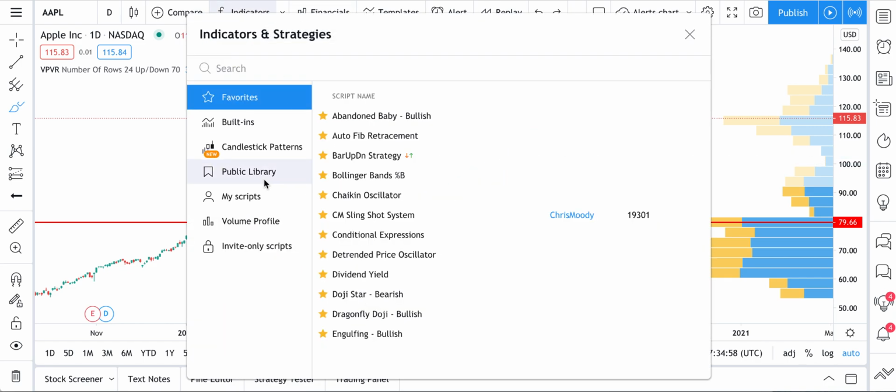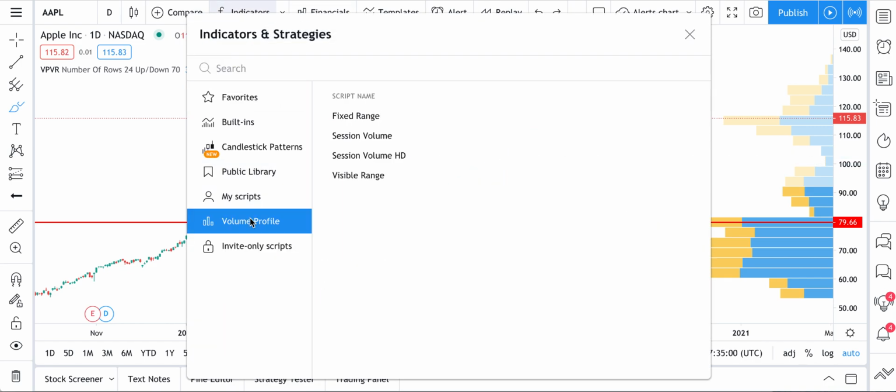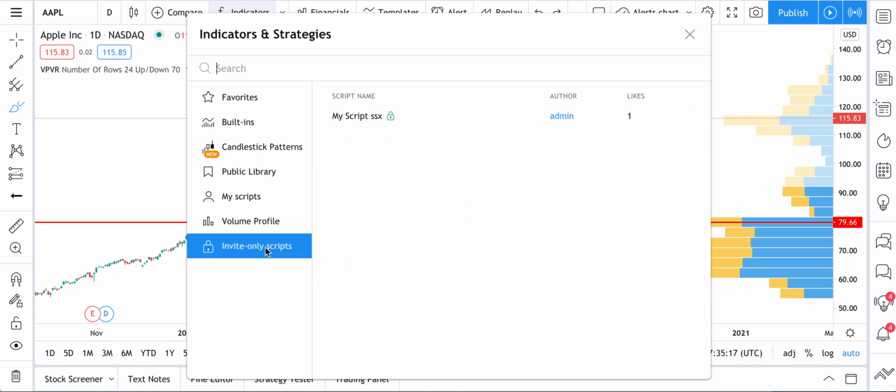Remember, you can find your volume profiles down here, and you have fixed range, session volume HD, and visible range. And once again, press the star to add them to your favorites, and you can read more about them by clicking the question mark to show its description. Okay, wrapping up, next up is invite-only scripts.